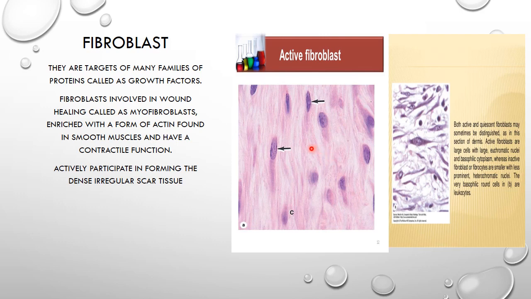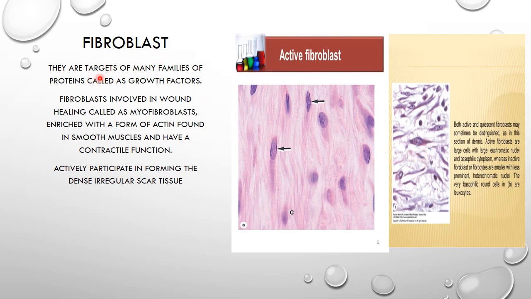Now you can see here in this photomicrograph, there are various fibroblasts and fibrocytes. You can see here that these are the large ones. They are the fibroblasts with a lot of cytoplasm and stained deeply, whereas the fibrocytes, they are the inactive ones, seen as thin rod-like structures with flattened nuclei.